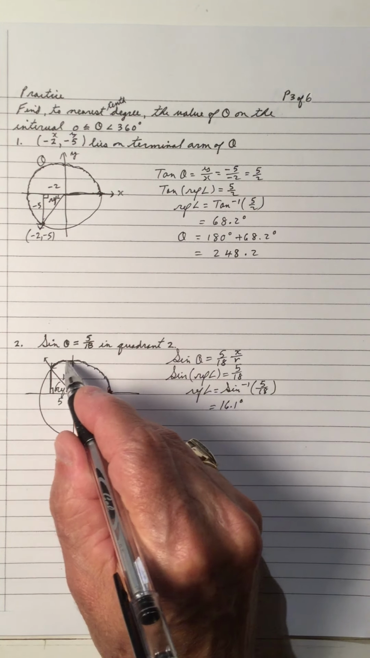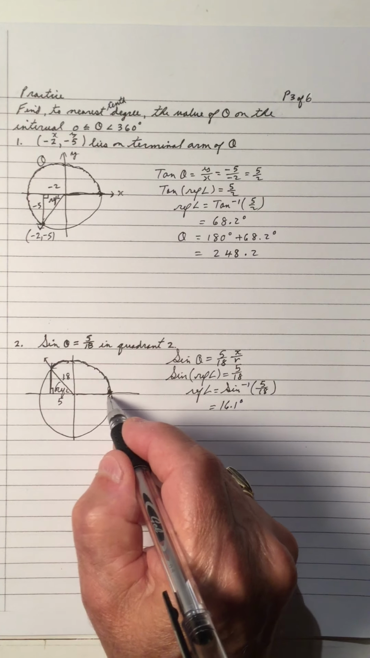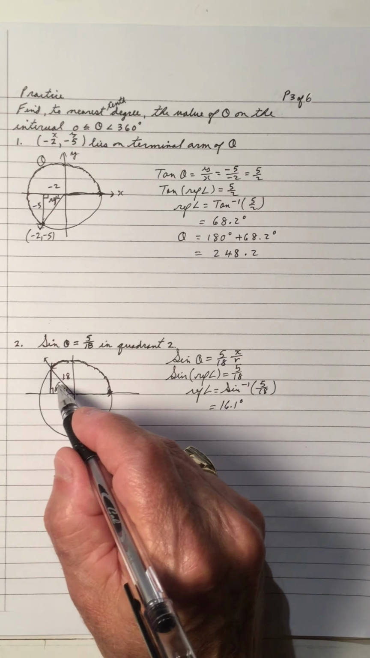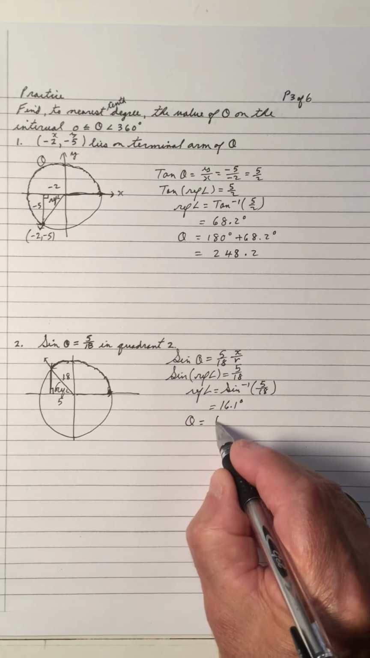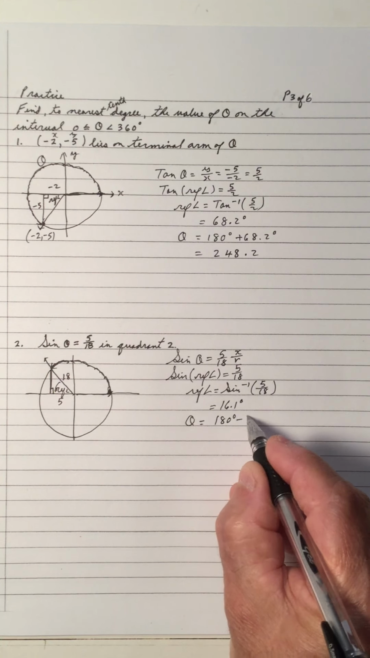Now, all the way around right to here is 90, 180. But because this is a reference angle right here, I have to take that off the 180. So theta is 180 degrees minus the reference.